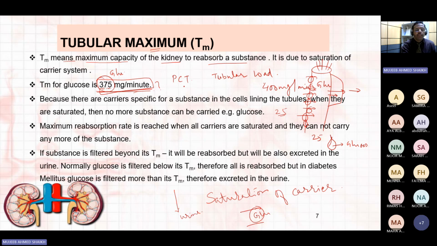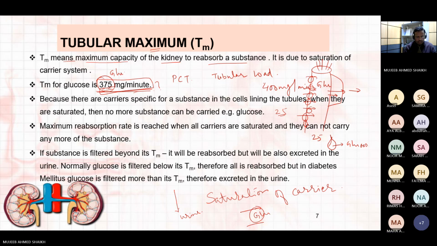So when the filtered load of glucose is around 375 milligram per minute, all of it will be reabsorbed. If the filtered load increases more than 375, it will be coming into the urine. Did you get my point? What is the meaning of tubular maximum for glucose? Is it clear? Yes, yes.